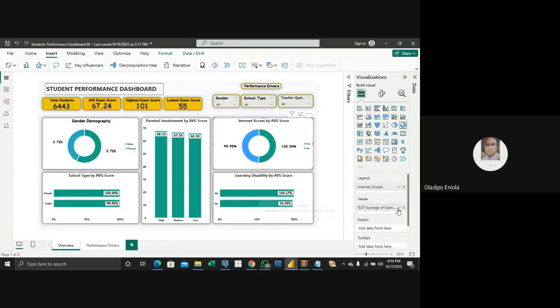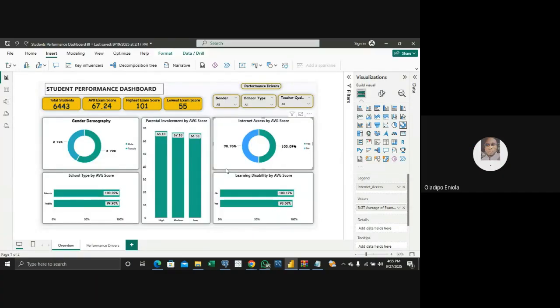Okay, what's this internet access by average score? Is it like students that have internet access? I don't really understand all this because I see that most of your charts are by average score, by average score, by average score. Yes, because we worked majorly on the student scores, sir. As in their exam. So that's what we worked on, sir.